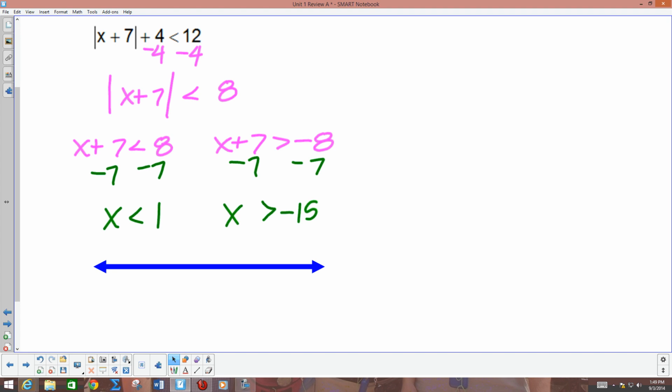So now I have to be sure to graph these correctly. Negative 15 comes before 1. I have x is less than 1. So here I am at 1 going less than. This is saying x is greater than negative 15. Open circle, greater than, so it's the stuff in between. So I have negative infinity to 1, and then they're parentheses because they're both open circles.